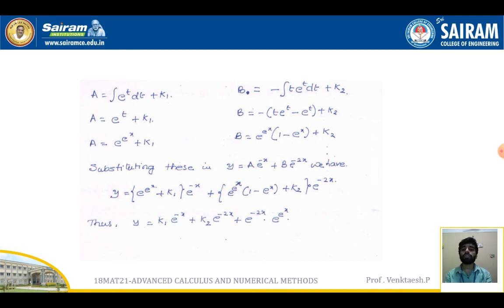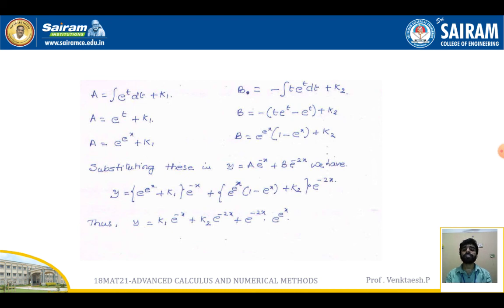So on solving the A equation, integrating e power t with respect to t, I will get A is equal to e power t plus k1. Again replacing the value of t, I will get A is equal to e power x plus k1. On simplifying B by using the product rule, keeping t as u and the exponential as v, applying integration by parts, I'll get B is equal to minus t times e power t minus e power t plus k2. On replacing t is equal to e power x, I will get B is equal to minus e power x times one minus e power x plus k2.